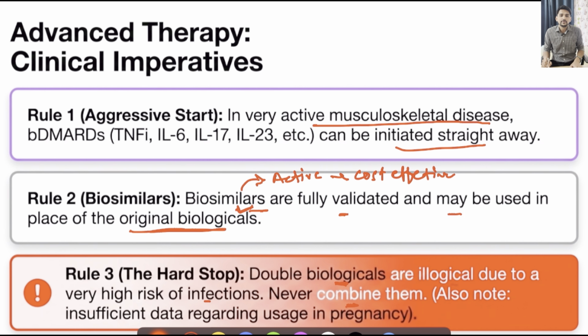And their role in pregnancy is not having sufficient data. So if the individual is a case of inflammatory arthritis and is pregnant, avoid biological DMARDs. And in that case, as mentioned, the conventional ones like HCQ or sulfasalazine are safer.